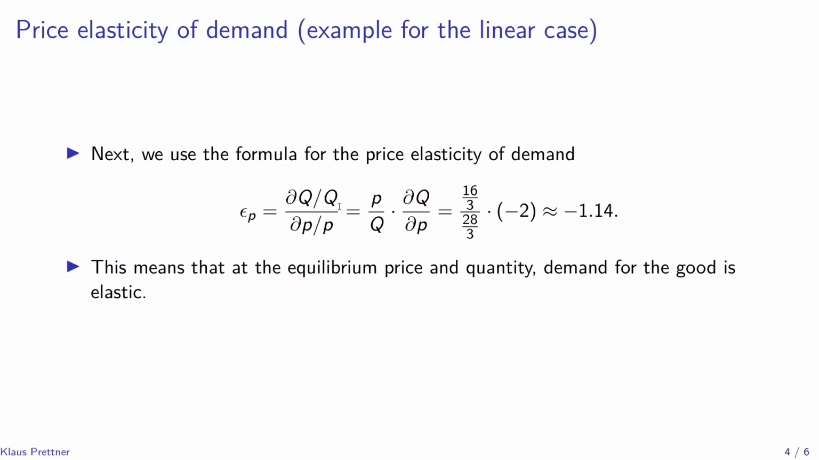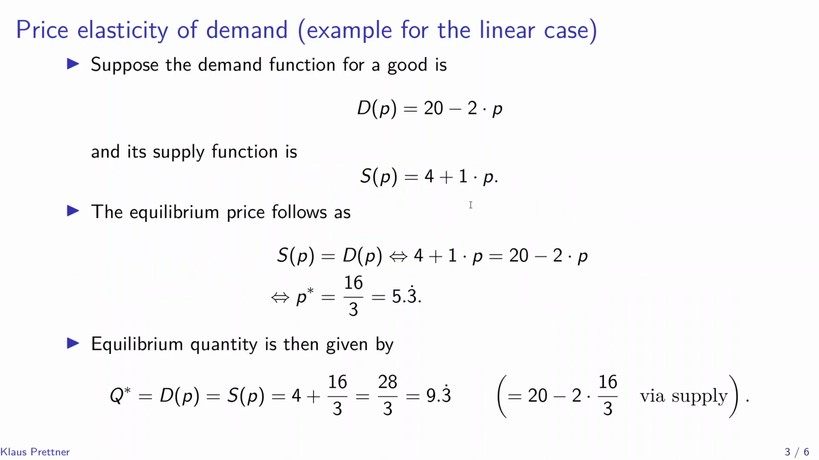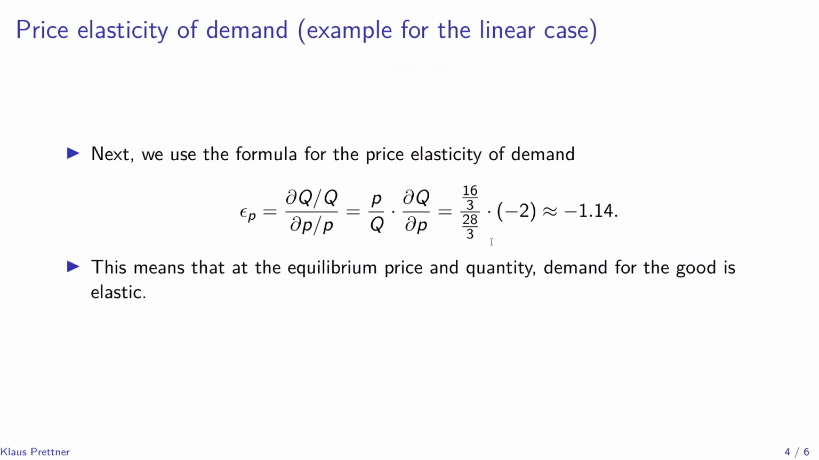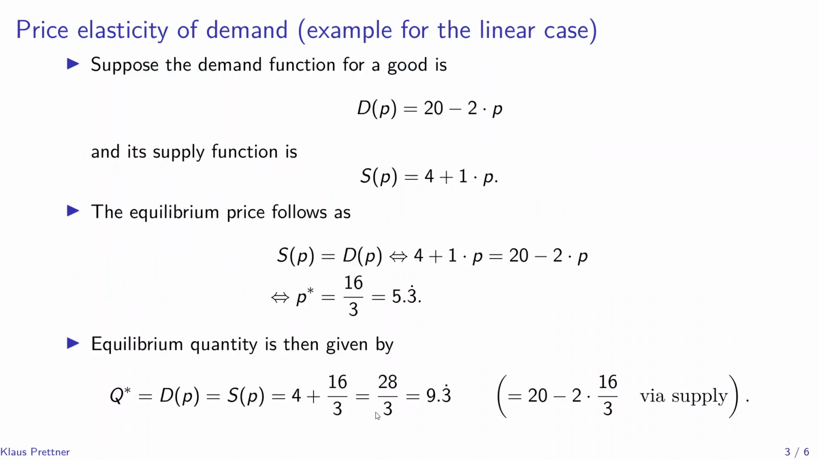Then we can just take the formula that we had at the beginning, and we take here the continuous case. So the price elasticity of demand would be the derivative of the quantity divided by quantity, divided by the derivative of the price divided by the price. So this is a ratio where we have a ratio in the numerator and a ratio in the denominator, so we can multiply this out, and then we get the price over quantity times the derivative of quantity with respect to the price. Now we know the price level from the previous slide was 16 divided by 3. The quantity in equilibrium, Q, was 28 divided by 3. So that's this expression here.